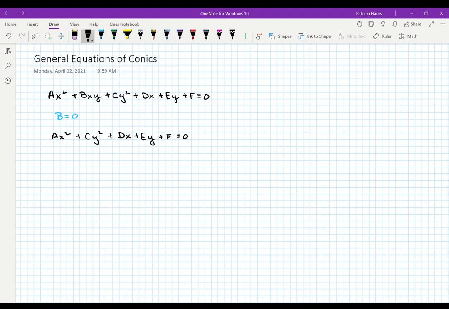Okay, now just by looking at this general form, we can kind of tell what we're looking at. Okay, first rule is A and C both cannot equal 0. Okay, so if they both equal 0, we do not have a conic section at all. We're looking at a line. Okay.